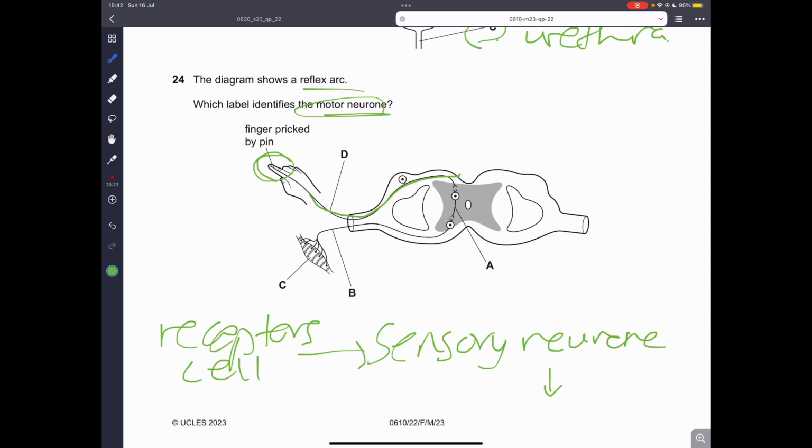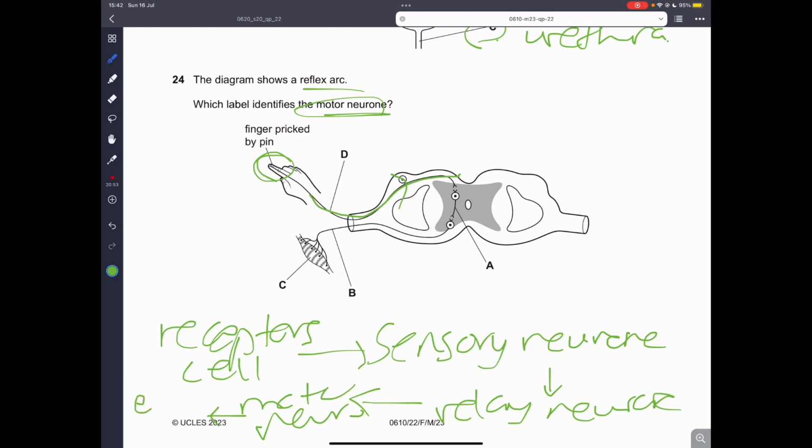relay neuron, as you could call it. The relay neuron will relay the electrical signal to the motor neuron, and the motor neuron will then relay the signal to the effector, which will carry out the command. So we can see this muscle is actually an effector. The nerves that are connecting to the effector are basically the motor neuron. Thus, B is the correct answer.